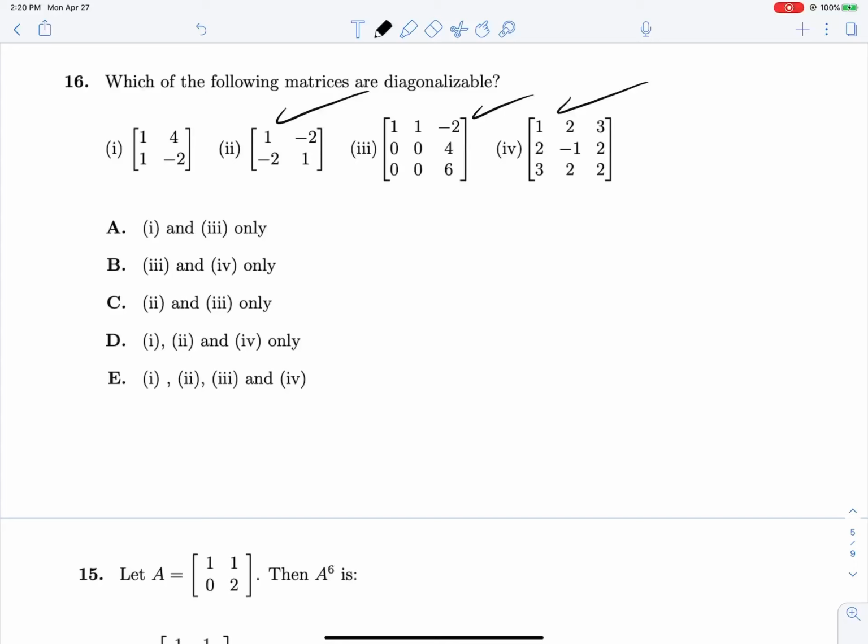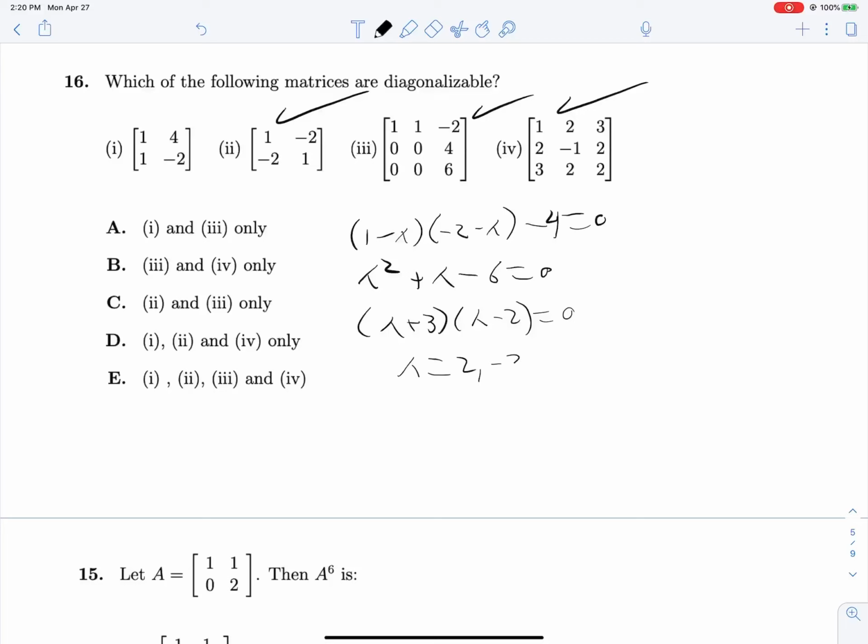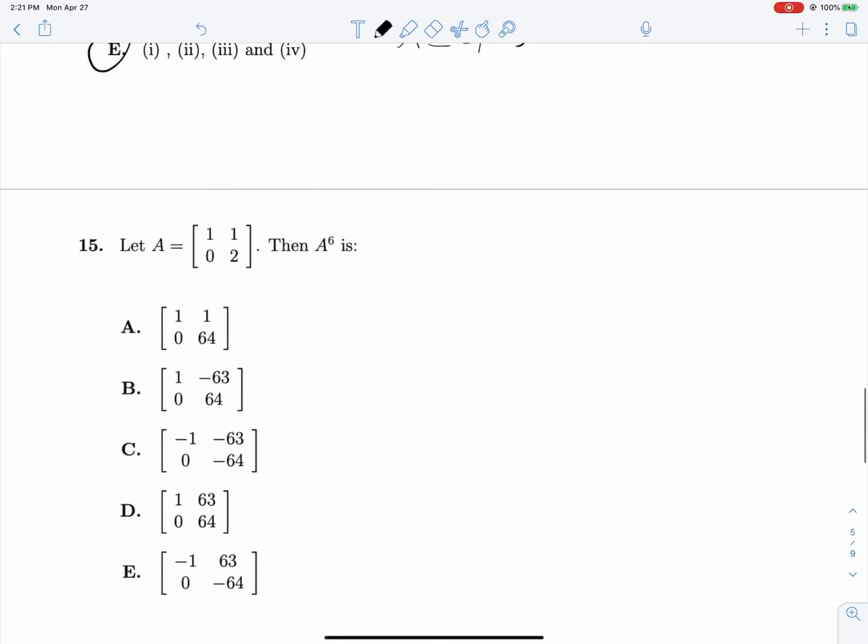What about number 1? Let's solve the determinant of A minus lambda I. That's 1 minus lambda times negative 2 minus lambda minus 4 is equal to 0. Lambda squared plus lambda minus 2 minus 4 is minus 6 is equal to 0. Lambda plus 3, lambda minus 2 is equal to 0. So lambda is equal to 2 and negative 3. And as a result, it looks like we have two distinct eigenvalues there. So yeah, 1, 2, 3, and 4, they're all diagonalizable.